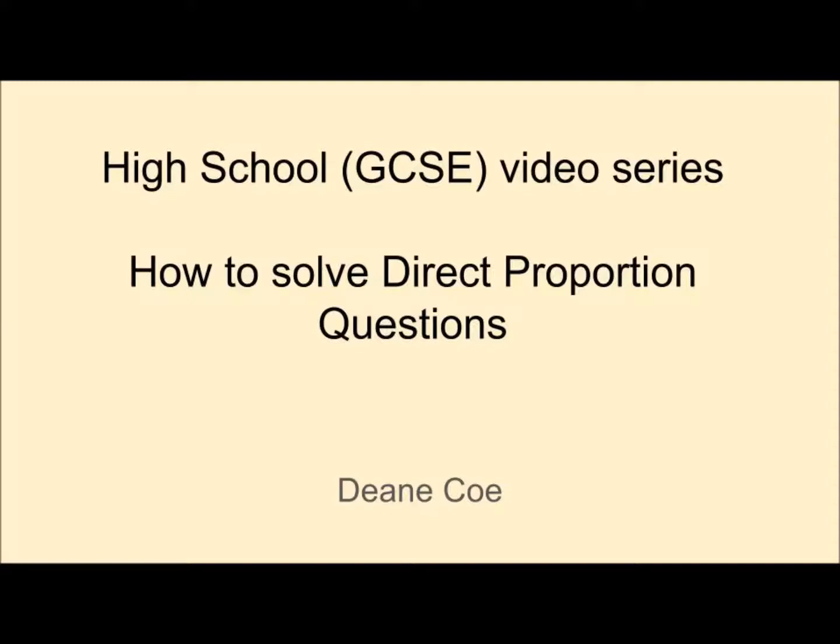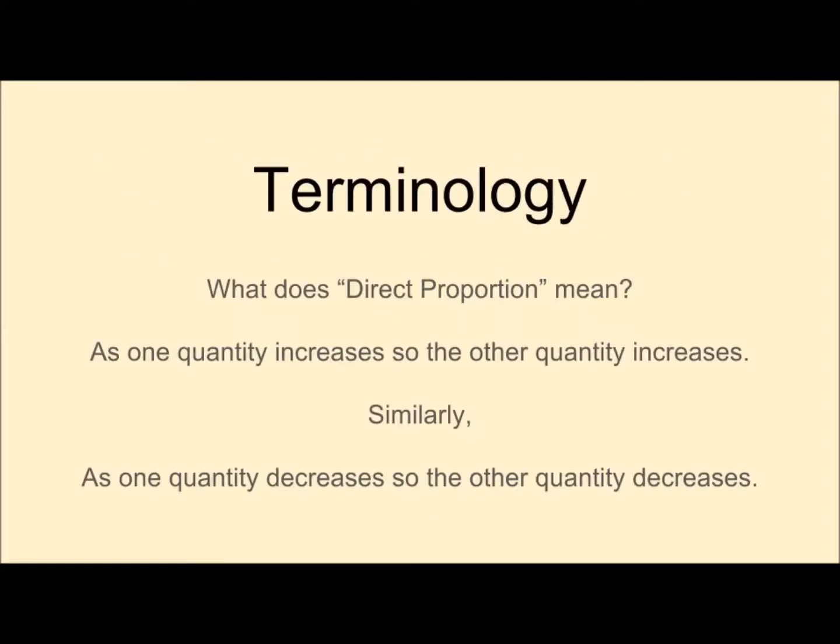Today we're looking at how to solve direct proportion questions. So first of all we need to say what we mean by direct proportion. All it means is that we're looking at two quantities, and as one quantity increases the other quantity also increases. The other thing that happens is if one quantity decreases then the other quantity also decreases, so they move together, and that's what we mean by direct proportion.